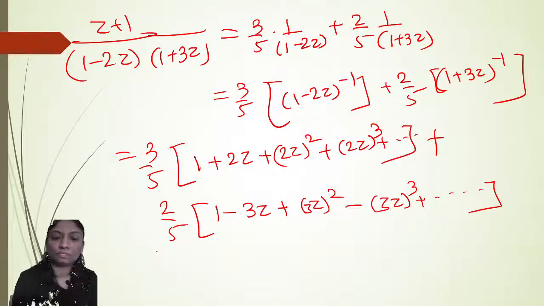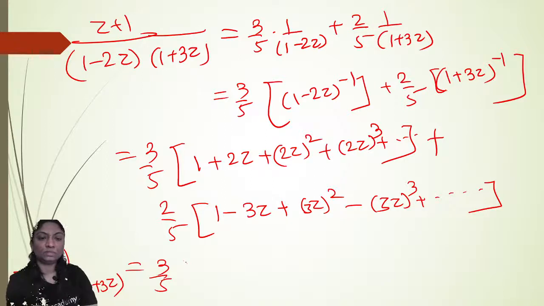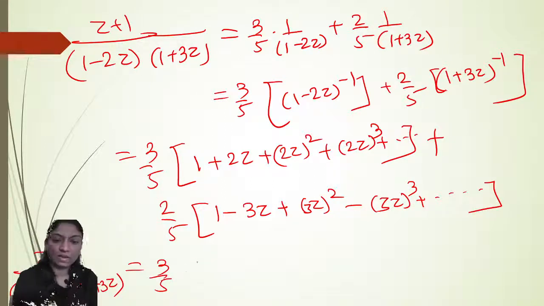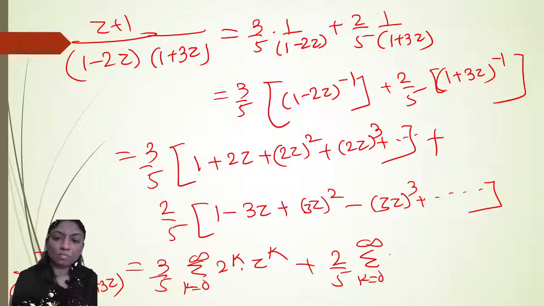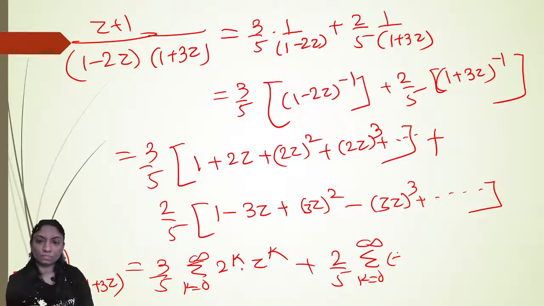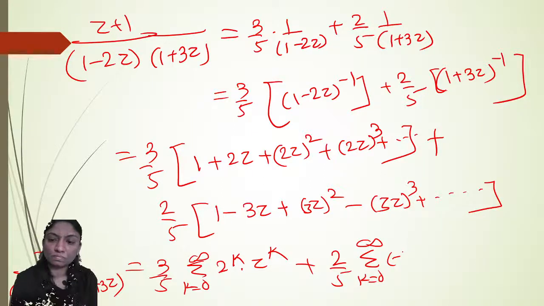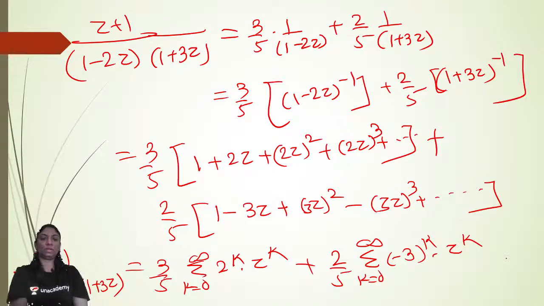Ultimately here you get 3 by 5 into 1 plus 2z, 1 plus 3z, so 1 summation here: 3 by 5 summation k varying from 0 to infinity, that is 2 raised to k into z raised to k, right? Plus 2 by 5 into summation k varying from 0 to infinity of minus 3 raised to k into z raised to k, right?